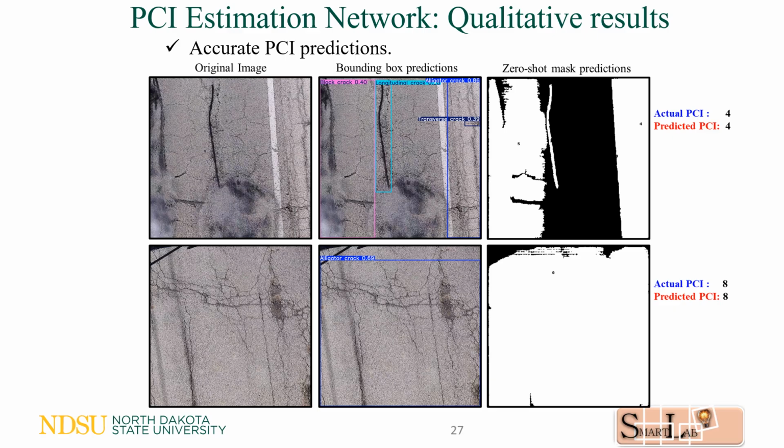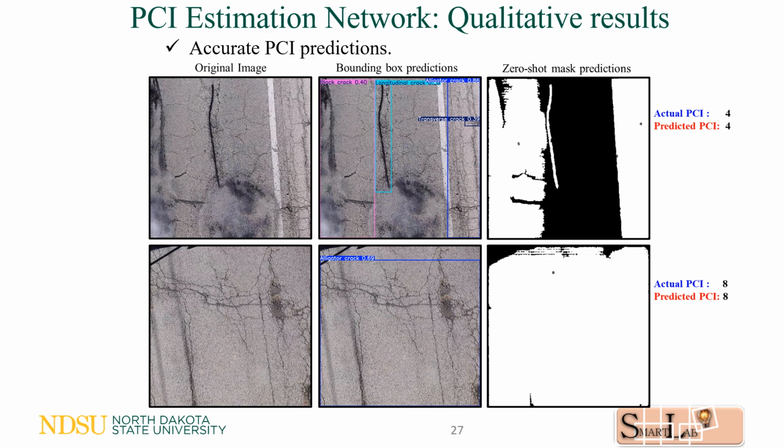You can see on the first row, for the original image, we're able to get the actual PCI prediction on spot. The actual PCI was 4, and the model was able to predict 4. And you can see the zero shot mask predictions, where the segmentation model was trying to focus.